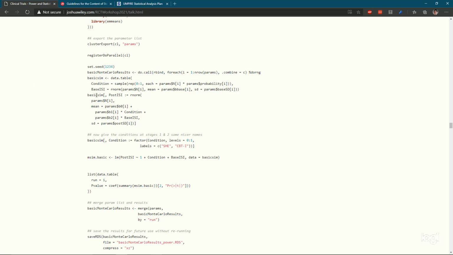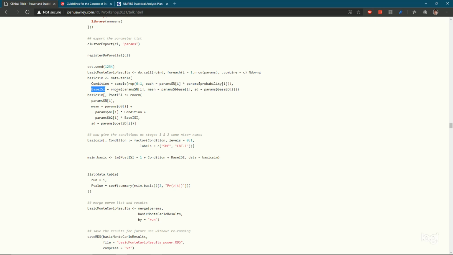So the same code is going to get repeated over and over again with different random numbers each time. The first step is to create this basic simulation data set. I'm going to say, give me a condition where you sample 0 and 1, and I want to sample each of 0 and 1. Those are my two conditions, sleep hygiene and CBTI, using the number of observations times the probability of being in each condition.